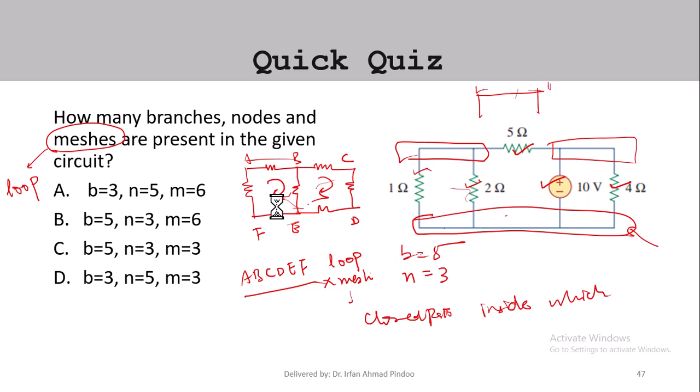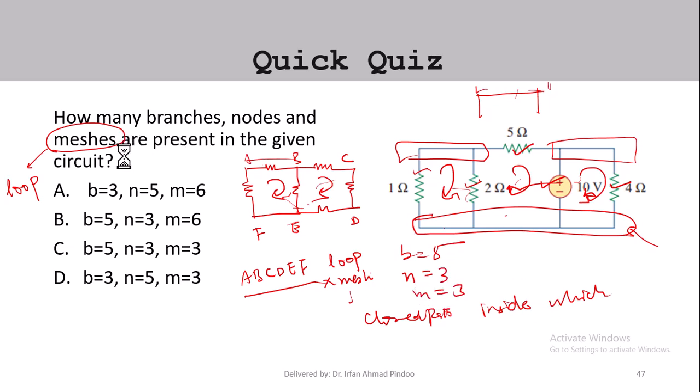But A, B, E, F is a loop also. This is also a loop, and this is also a loop, A, B, C, D, E, F. Alright. So loop is a broader term, mesh is a smaller term. So in this circuit we have mesh 1, mesh 2 and mesh 3. There are only 3 meshes, right? So the M value is 3.